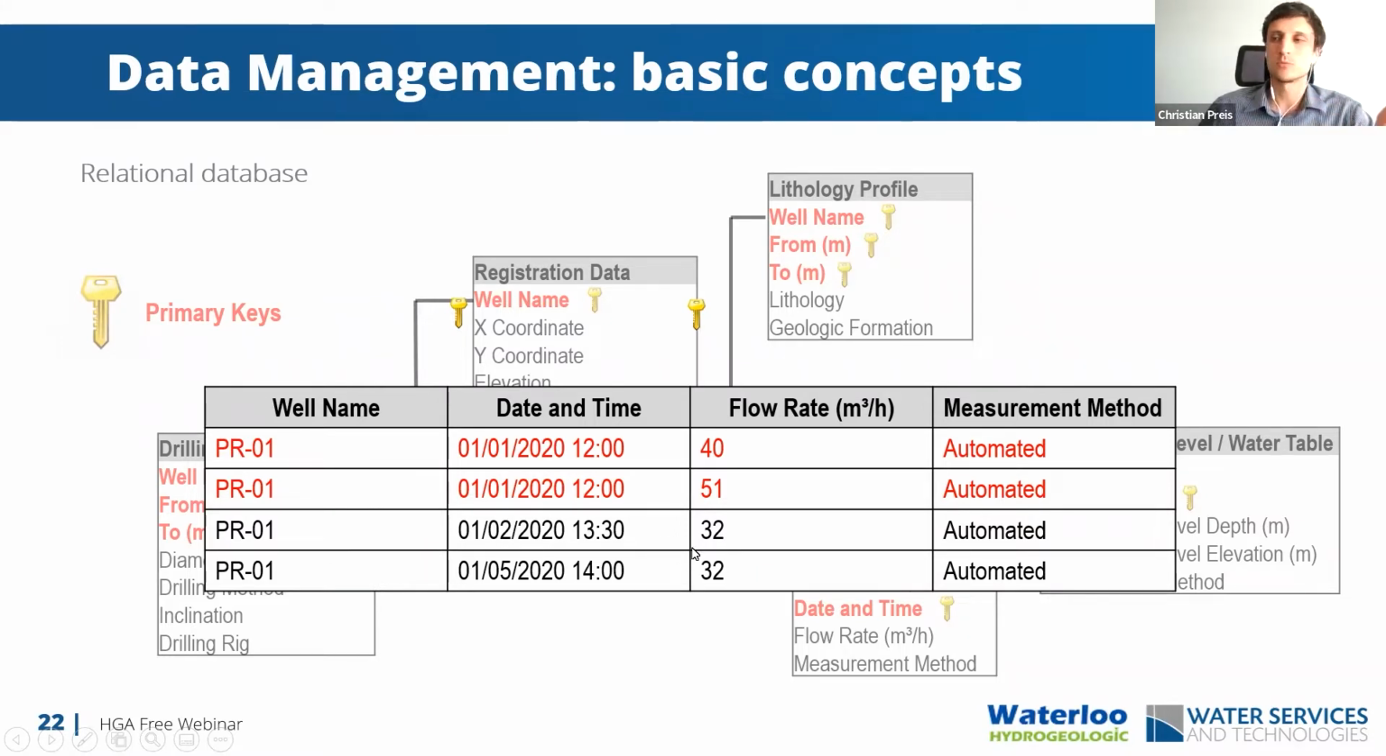It's okay. So the database will allow us to import these two last lines here, but the two first lines here, the database will not allow us because our primary keys are well name and date and time. And we cannot have two pieces of information with the same primary keys in the same table. So I have here PR01 for January 1st at 12 twice. And the database will not allow us to do this.